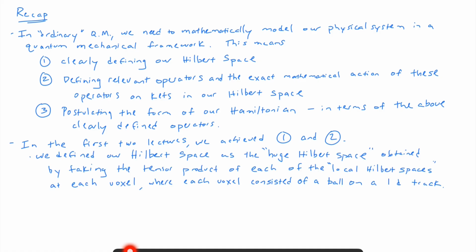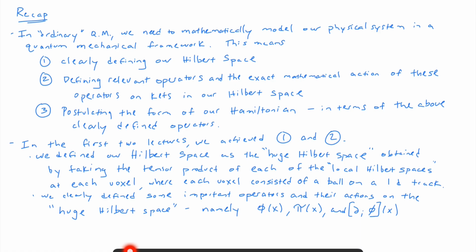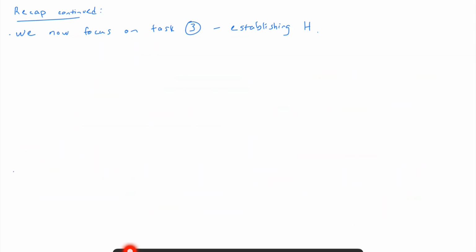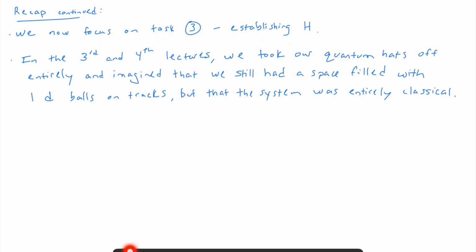We defined our Hilbert space as the "huge" Hilbert space obtained by taking the tensor product of each of the local Hilbert spaces at each voxel, where each voxel consisted of a ball on a one-dimensional track. We clearly defined some important operators and their actions on the huge Hilbert space, namely phi of x, pi of x, and the partial derivative of phi at x. We now focus on task 3, establishing H.